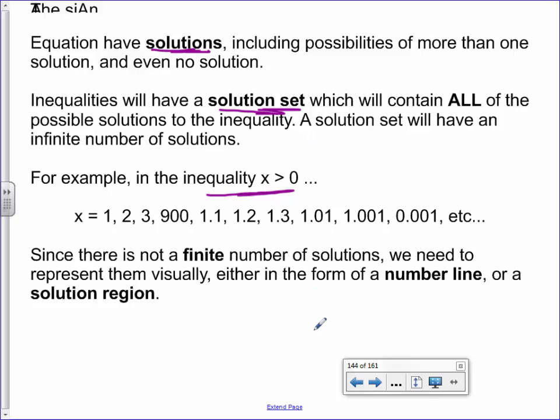Okay. Usually what we do then is because there's not a finite. Do you guys know that word finite? No. Okay, what's the opposite of finite? It would be infinite. Infinite means that it goes on forever. So since there's not a finite number of solutions, because this goes to infinity, we have to represent this visually in some way. And so the 2 most common ways of representing this is a number line or a solution region.